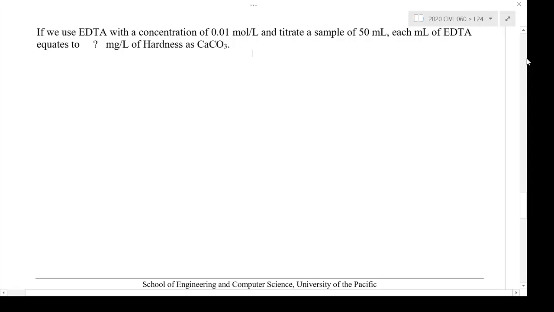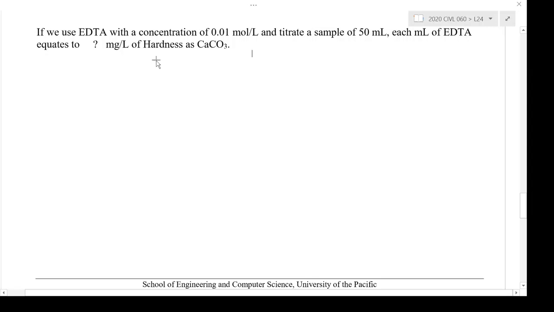So in this example, we have EDTA, and the standard concentration for EDTA in this test is 0.01 moles per liter. We're going to titrate a sample volume of 50 mL, and we want to know how much hardness each mL of EDTA added is equivalent to.